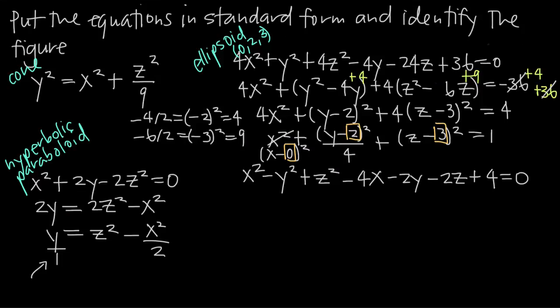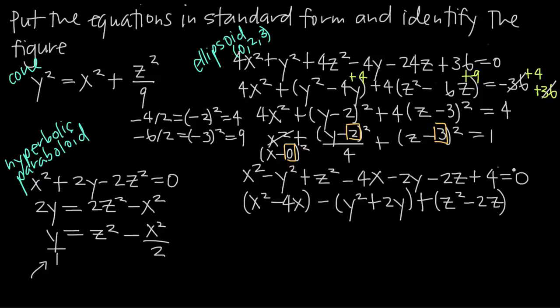And then if we look at our last example, it's going to be similar to this one we just did in the sense that we want to complete the square with respect to each variable. So if we group all of our x terms together, we have x squared minus 4x. We have a minus y squared minus 2y. If we factor out that negative sign, we end up with a minus (y squared plus 2y). And then if we group our z terms together, we end up with a plus z squared minus 2z. Subtracting 4 from both sides, we end up with a negative 4 on the right.